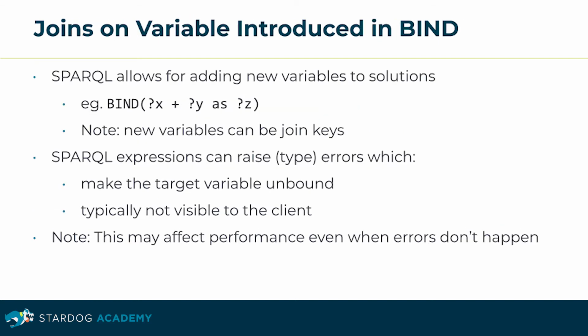Moving on to joins on variables introduced by bind, we see that SPARQL allows for adding new variables to solutions. For example, we could bind x plus y as z, and we could even use them in join keys. However, we need to be careful, as these SPARQL expressions can raise errors, like type errors, which make the target variable unbound, and these may not be visible to the client. And they can even affect performance even when errors don't happen. So using the bind and performing additional computations is something to be careful with as we're designing our SPARQL queries.